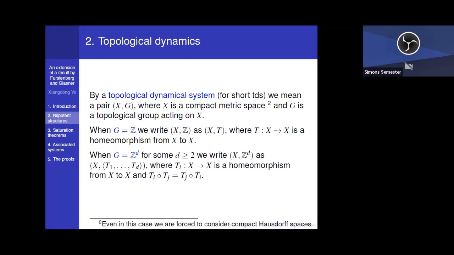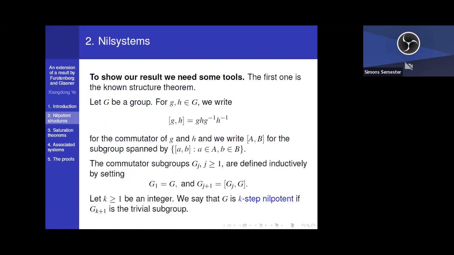I will go through this section very quickly since Jonathan has given the details of the construction. Assume X is a compact metric space. But even if X is compact metric, you will see at the end we are forced to consider compact Hausdorff spaces. For the Z^d action, we use this to denote the generators. Everyone knows this, so I will skip.